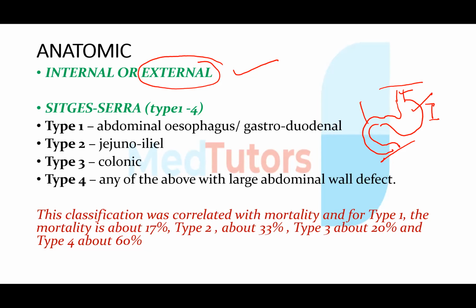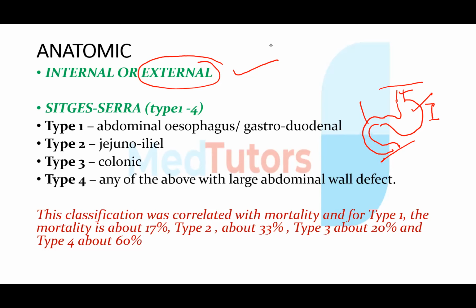Type 2 enterocutaneous fistula is described as jejunoileal. Any part along the jejunum or ileum is regarded as type 2 enterocutaneous fistula. Type 3 fistula is a colonic fistula. Any part of the colon communicating with the skin is type 3 fistula, while type 4 is any of the above with a large abdominal wall defect.